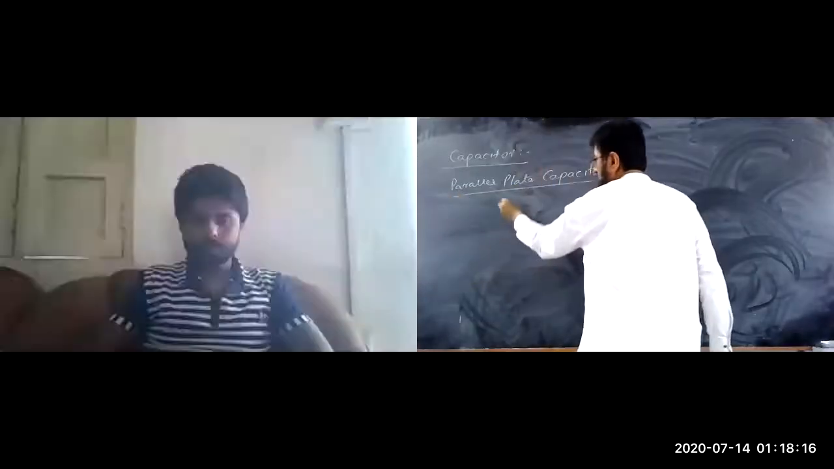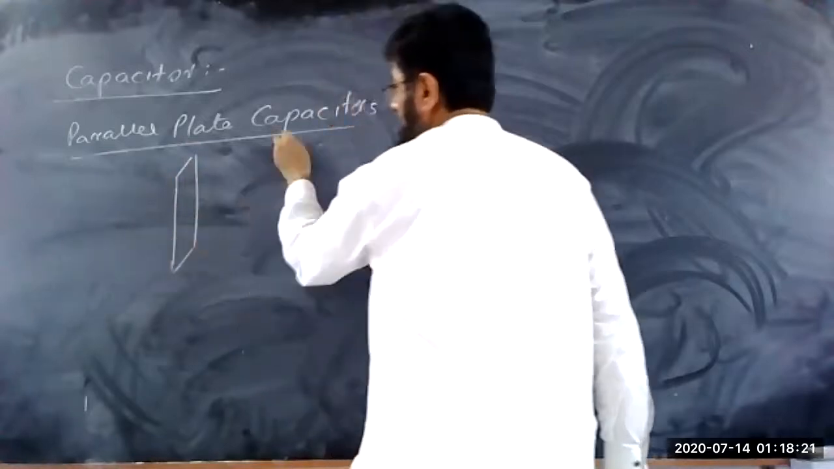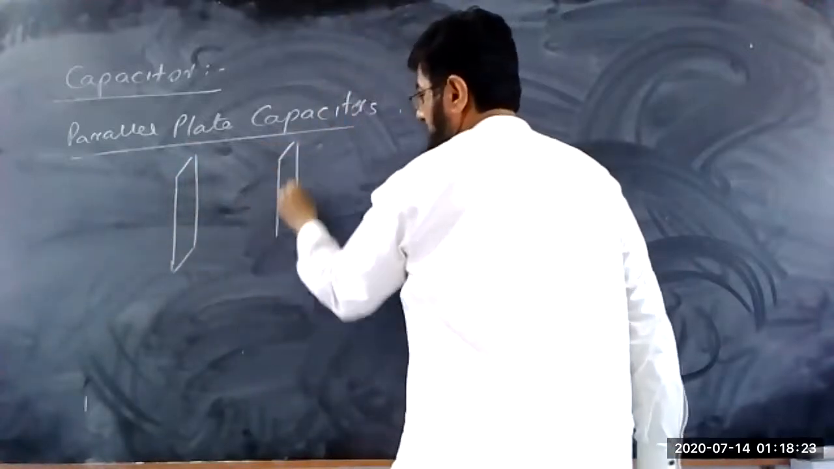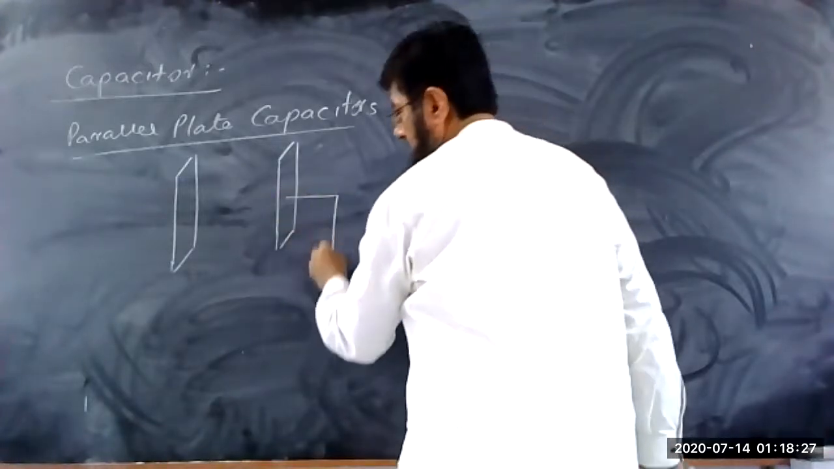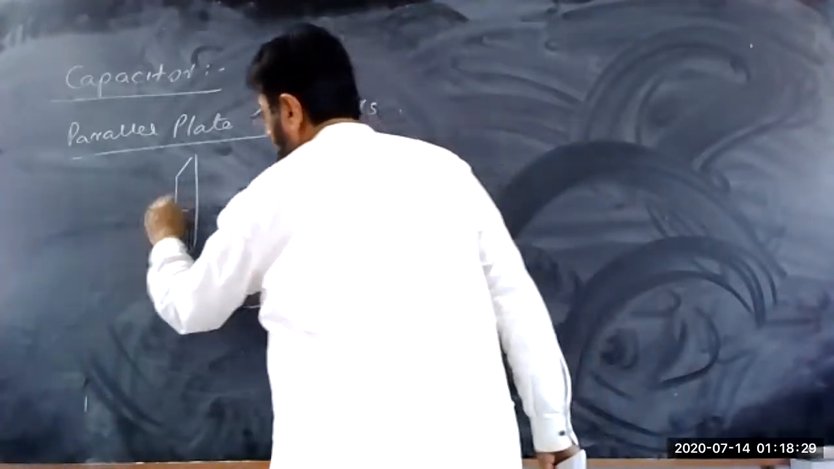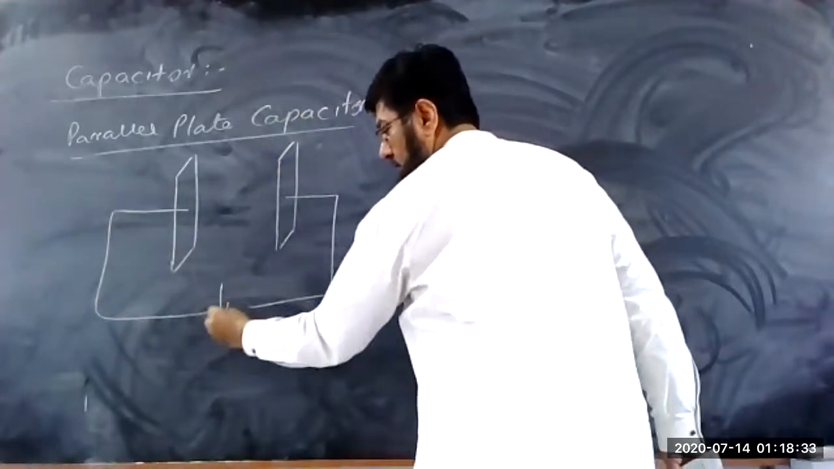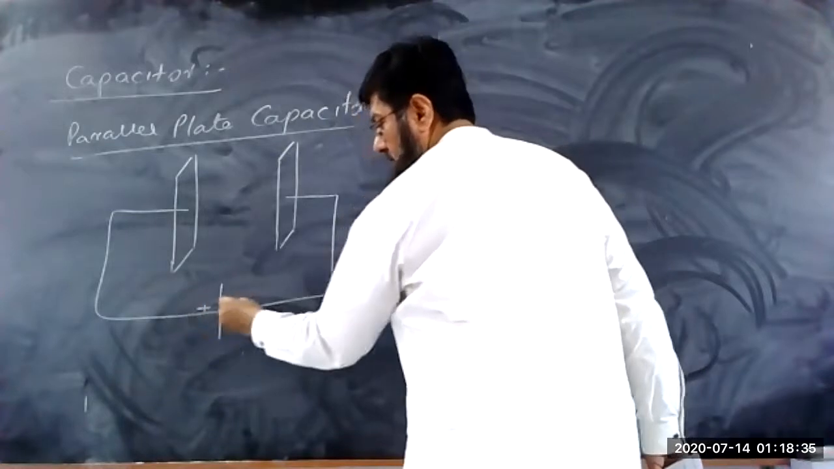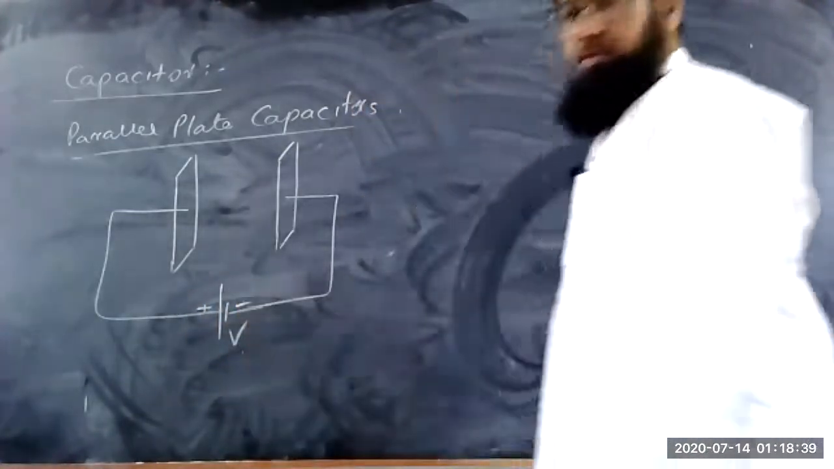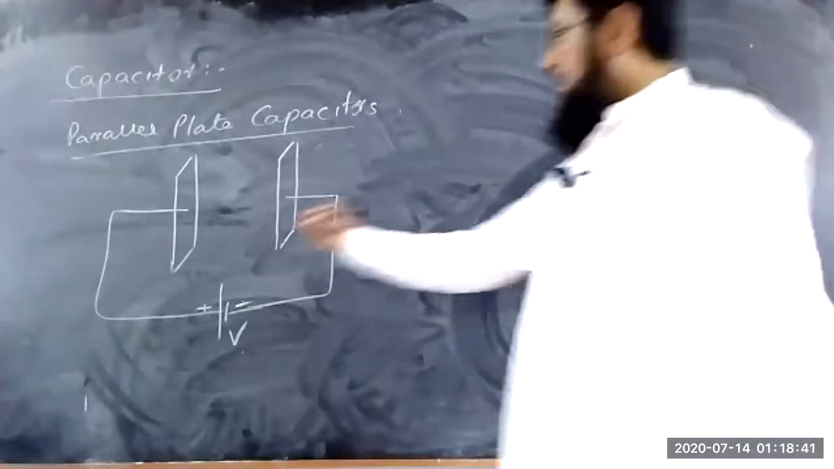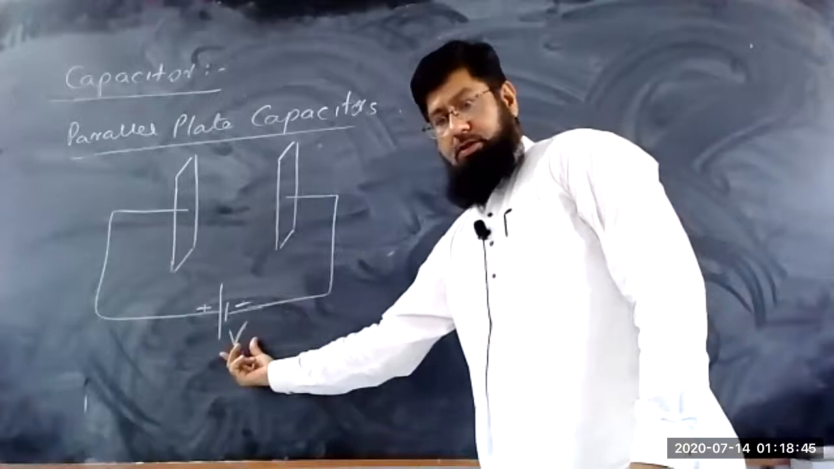So these are the two plates of the capacitor. This is one plate, this is the other plate. These two plates are connected with the battery, which has a potential difference, a positive terminal and a negative terminal. This is the positive terminal, this is the negative terminal. This is the battery. It means these are the two plates which are connected with the battery.